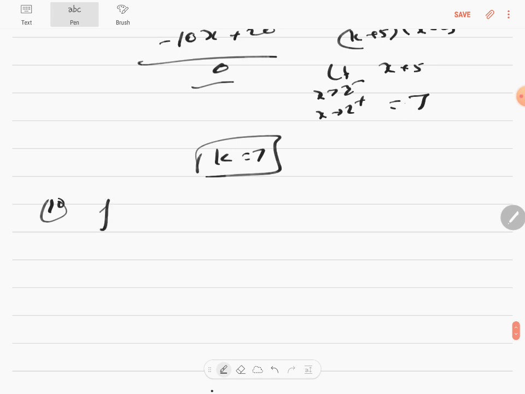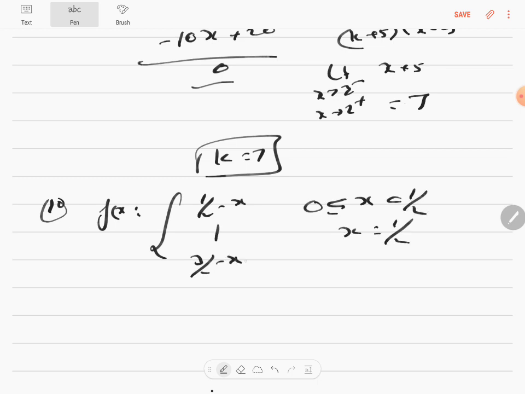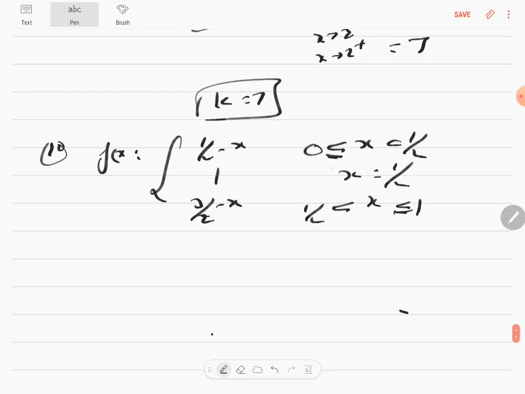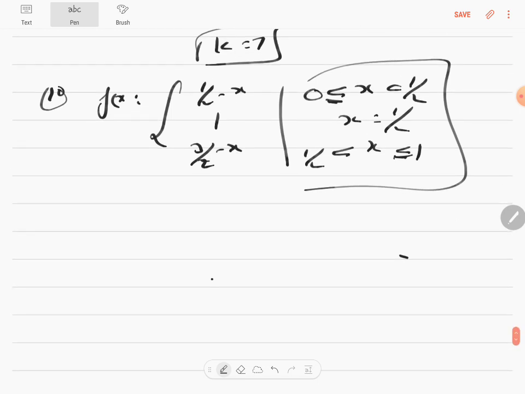The 10th question: f of x is equal to half minus x if x is lying between 0 and half, and 1 if x is equal to half, and 3 by 2 minus x if x is lying between half and 1. Somewhere it's inclusive, somewhere it's not inclusive. Whatever that is, all that I infer from this is less than 0 you don't have, you have greater than 0. So you have to approach half from the left and half from the right. Your teacher insists upon putting an h, you put an h and write what is x.